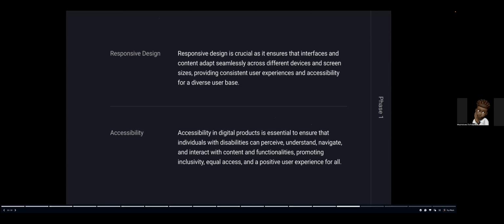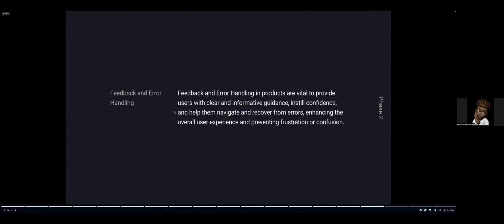Yeah, the next one is feedback and error handling. I think this is something that almost everyone knows about. So feedback and error handling in products are vital to provide users with clear and informative guidelines. What this means is, for example, we are trying to input, I think we all should have experienced something like this. Whenever you're trying to input a password and you enter a wrong password, some products that are well designed probably tell you wrong password, input your password, or use the forgot password flow or something like that.